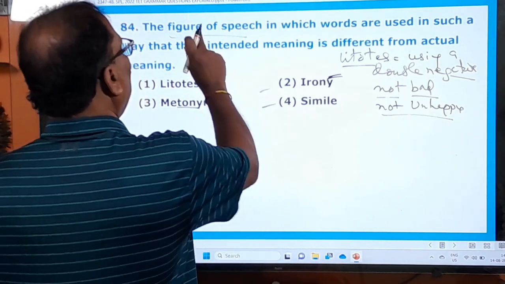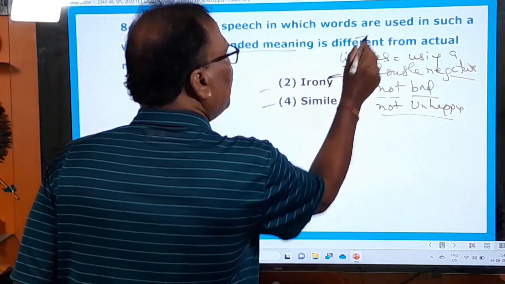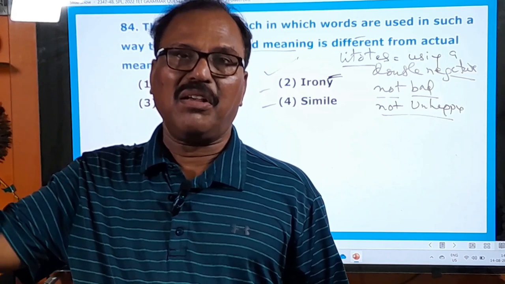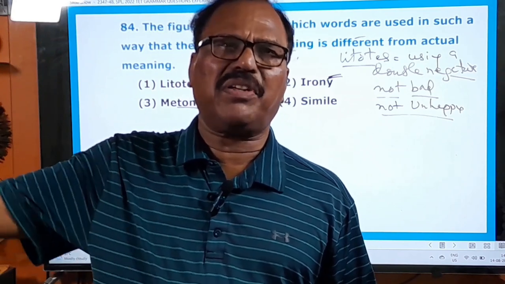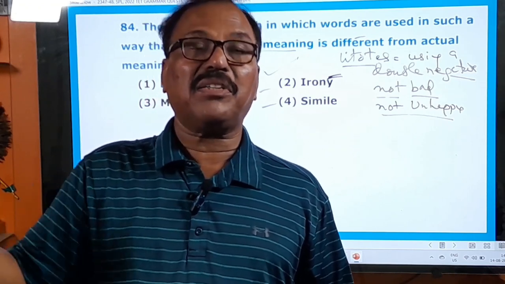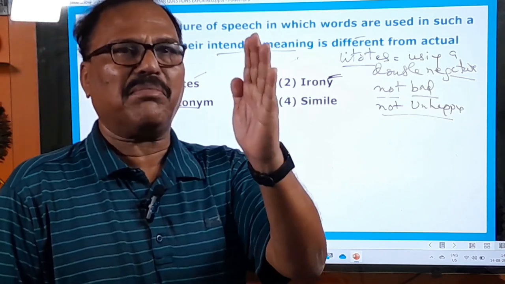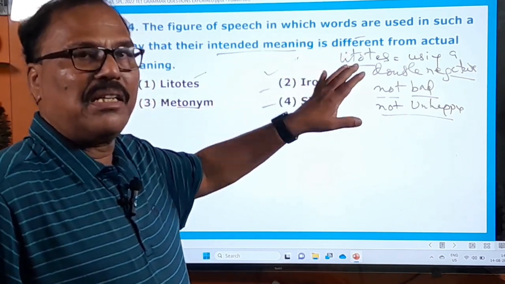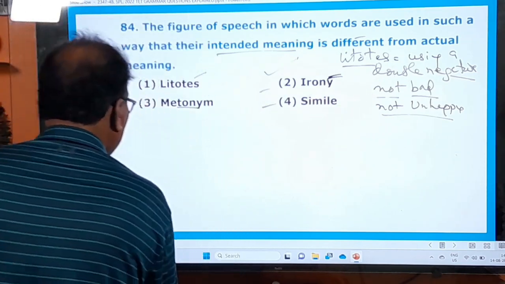So what is the meaning here? A figure of speech in which words are used in such a way that their intended meaning is different from the actual meaning. That is irony. When the weather outside is very bad, what are you saying? Oh, how wonderful the day is today. How pleasant the weather is. Outside it is drizzling, showering, raining all the time and very cloudy, unpleasant outside. But you are saying how nice the weather is. You want to say something, but you are saying something else. The intended meaning is different. Your intended meaning is that the weather outside is bad, but you say otherwise. Okay, now let's go to the next one.